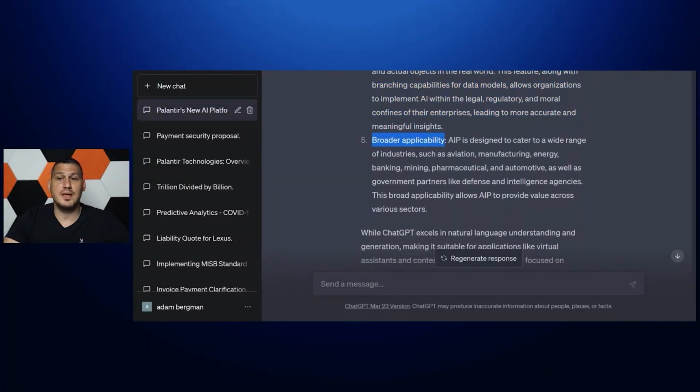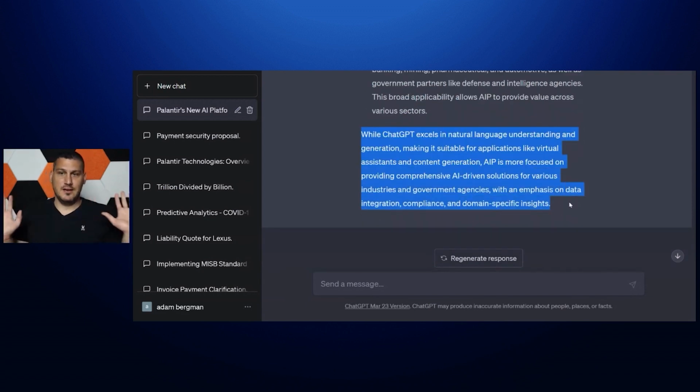AIP is designed to cater to a wide range of industries. This is like the key. While ChatGPT excels in natural language understanding and generation, making it suitable for applications like virtual assistants and content generation, AIP is more focused on providing comprehensive AI-driven solutions for various industries and government agencies, with an emphasis on data integration, compliance, and domain-specific insights.